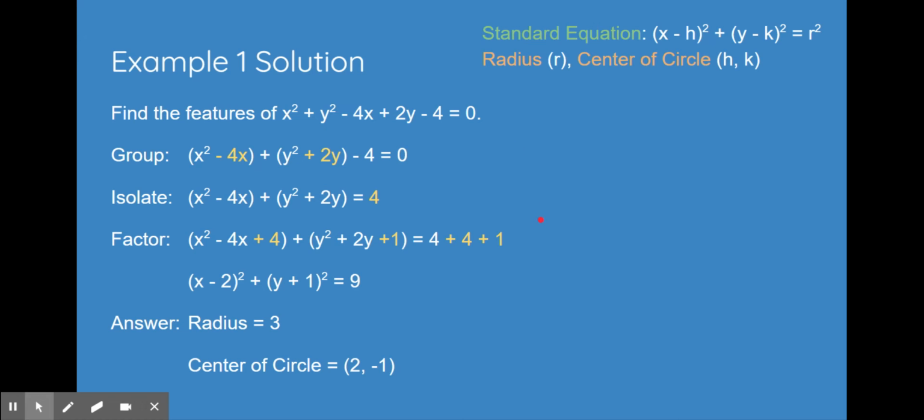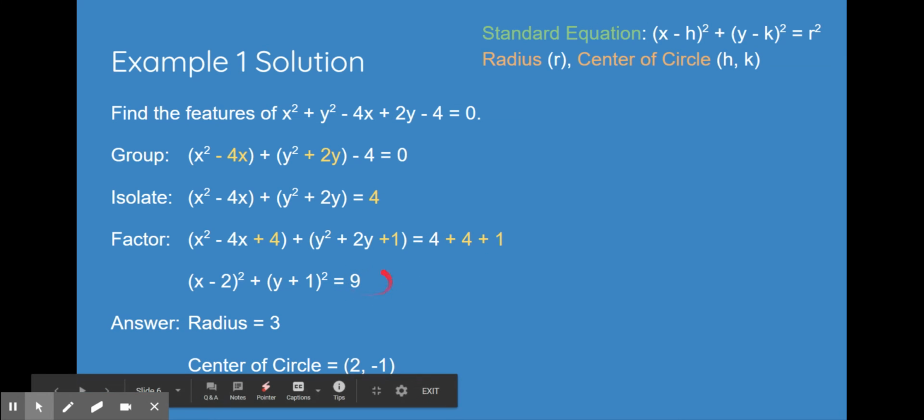And finally, we would factor this entire equation. So we would add 4 to factor this x grouping, and we would add 1 to factor this y grouping. And because we added plus 4 plus 1 on the left side, we would have to add plus 4 plus 1 on the right side. And basically, as you can see from this x grouping here, this simplifies down to (x minus 2) squared. And the y grouping simplifies down to (y plus 1) squared. And the right side of this equation simplifies to 9.